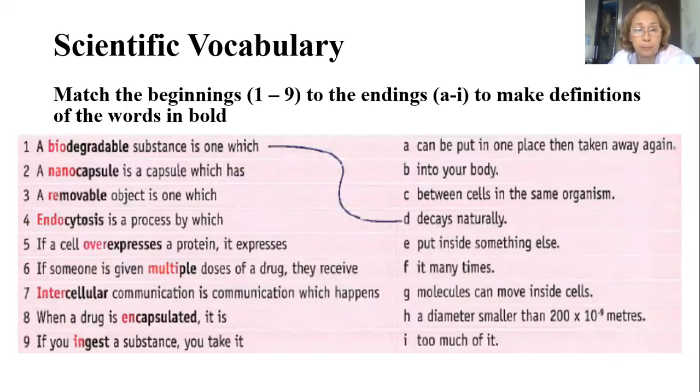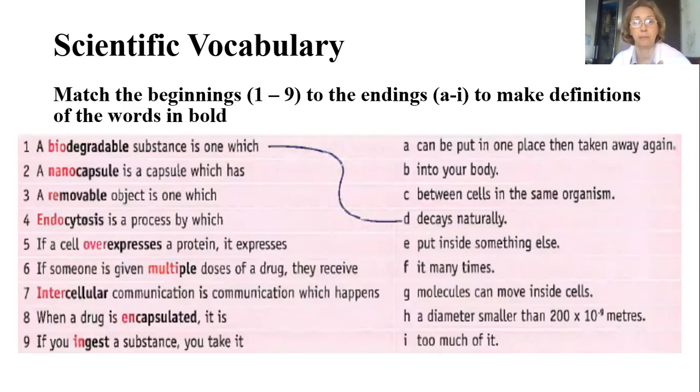Okay, Duman, number 7, please. Intercellular communication is a communication which happens between cells in the same organism. Yes, between cells. This is what inter means, between. This is the meaning of this prefix.